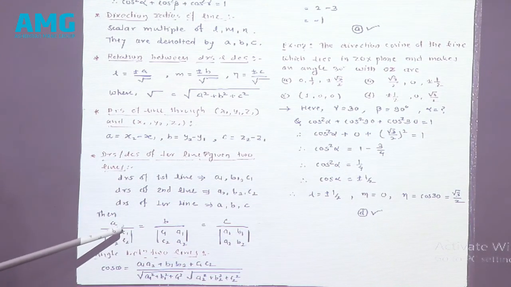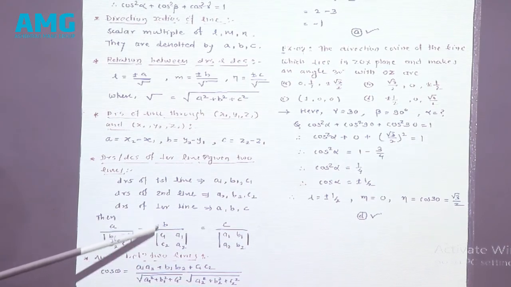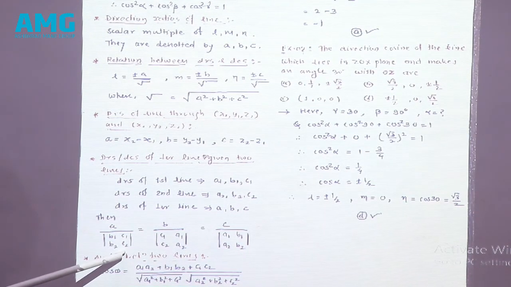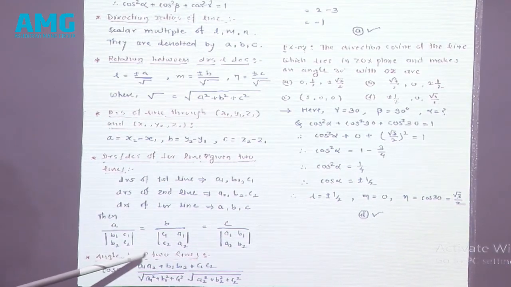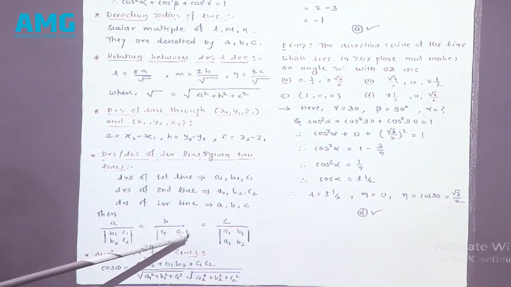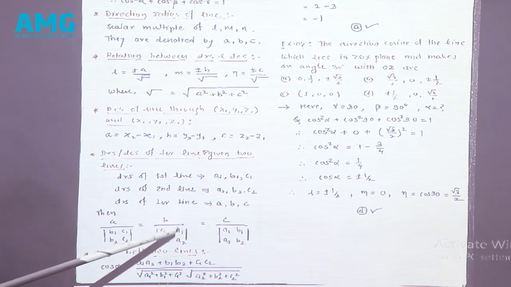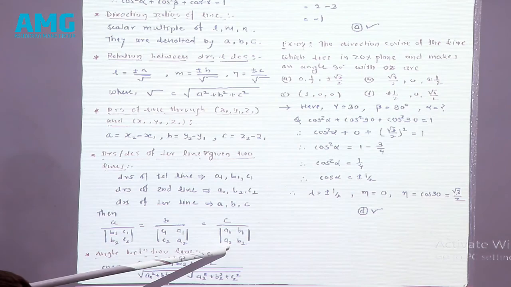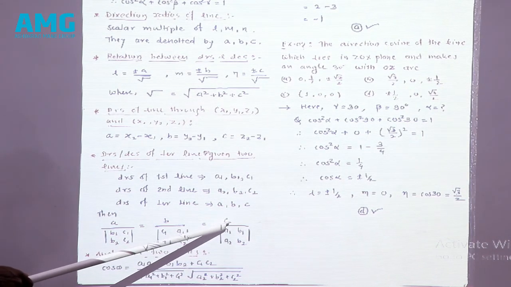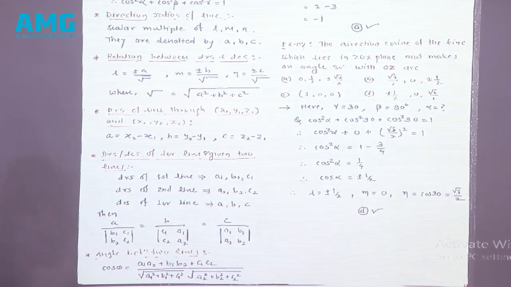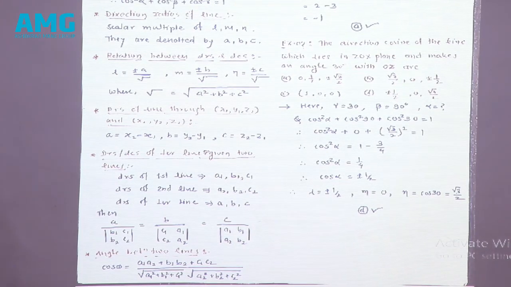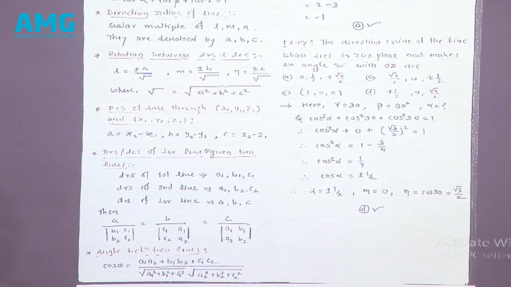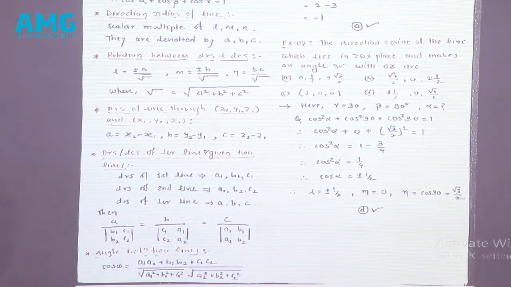Then we find the simplified formula: A upon determinant, B upon determinant, C upon determinant, with B1, B2, C1, C2. A is present here, so C1, C2 are copied here. Similarly, for B, A1, A2 are here, and for C, A1, A2 are copied here with B1, B2. This is the shortcut technique. The angle between the two lines is given with the help of the DRS A1, B1, C1 and A2, B2, C2.